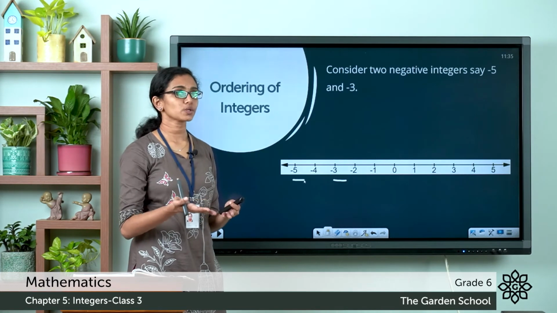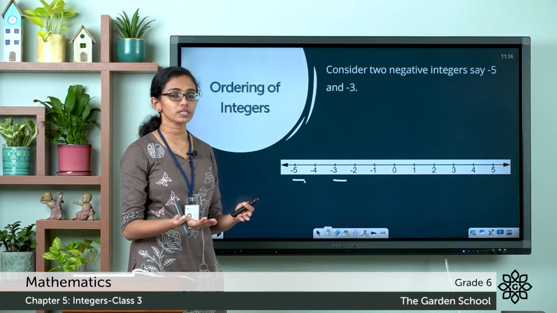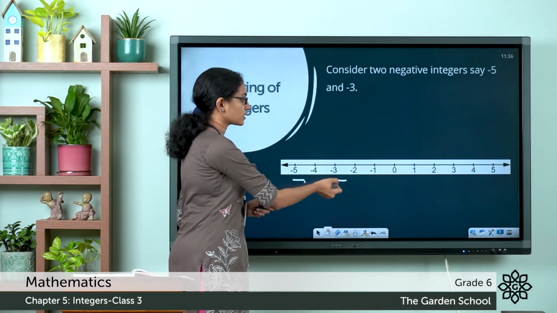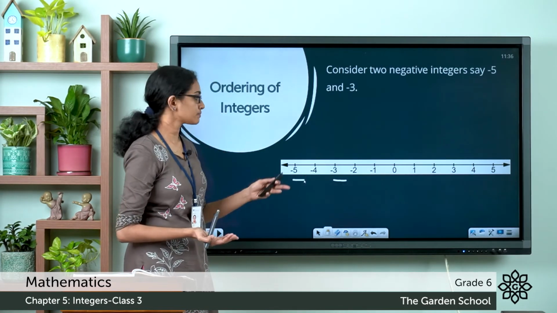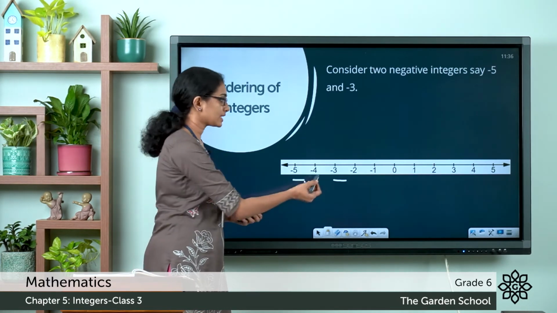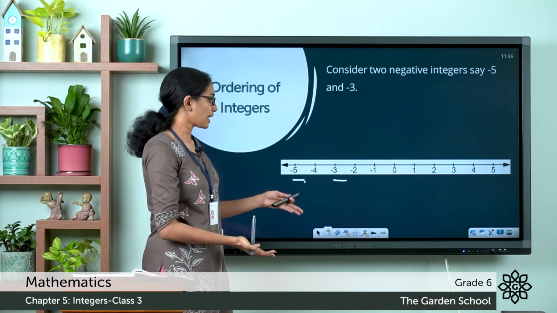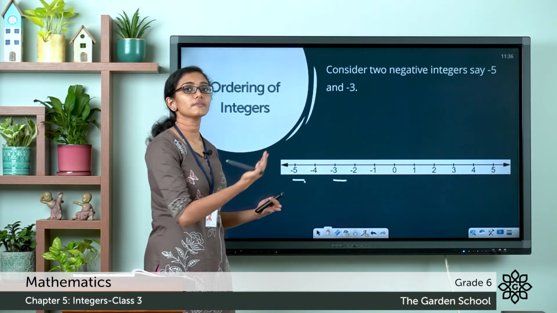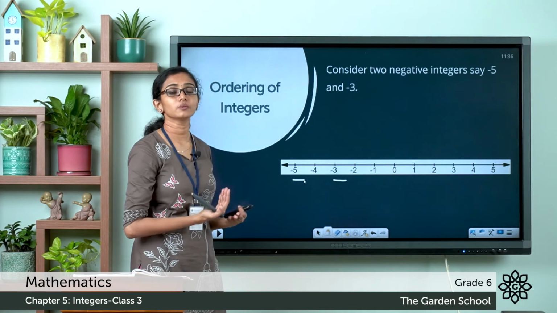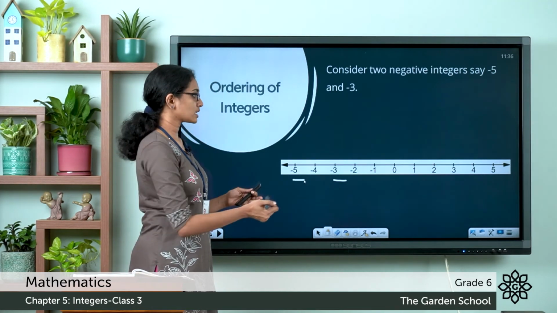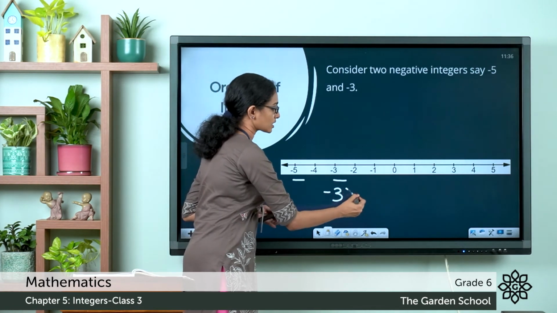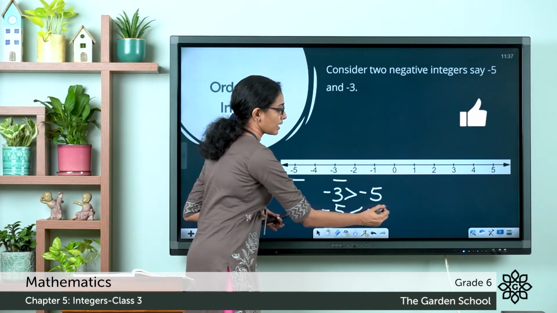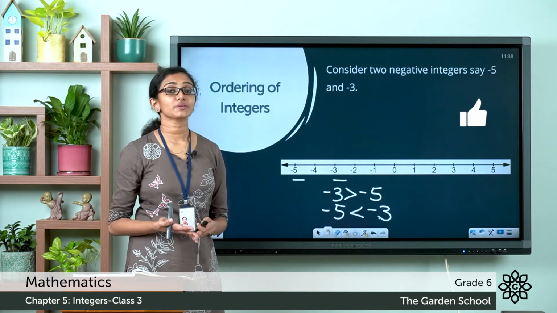We saw in the case of positive integers, if you consider two integers, the one on the right will be greater. The same is the case here. So which is greater here, minus 3 or minus 5? You see minus 3 is on the right side and minus 5 is on the left side. So we know in the case of positive integers, the one on the right will be greater and the one on the left will be smaller. So same is the case here, minus 3 is greater than minus 5, or you can say minus 5 is less than minus 3. So how do we generalize this?